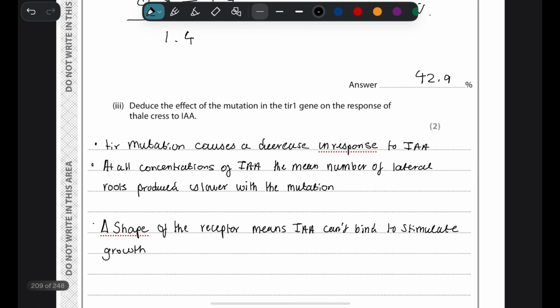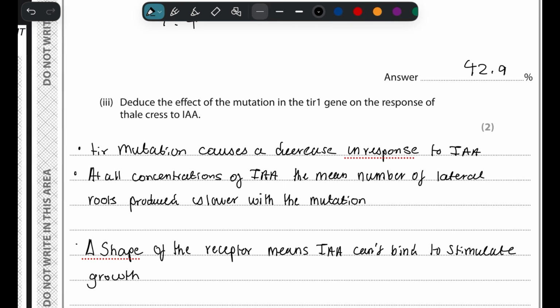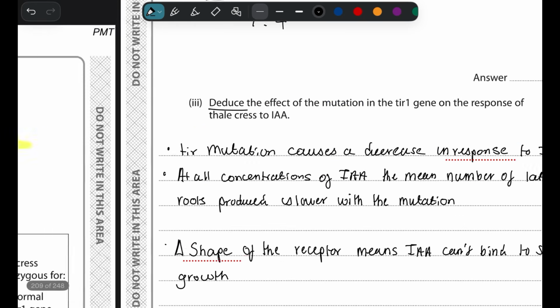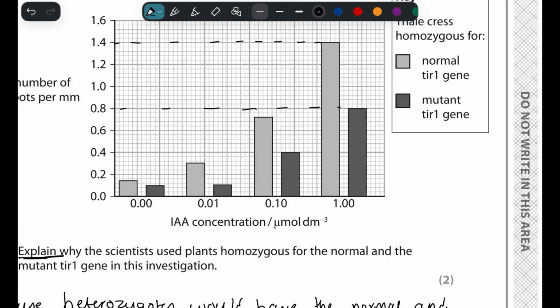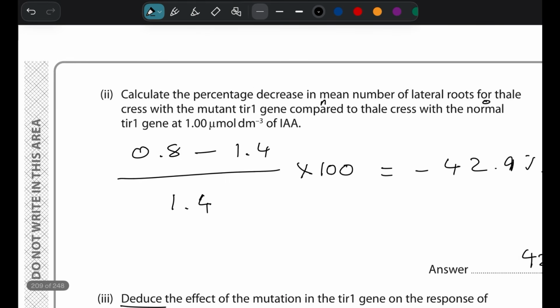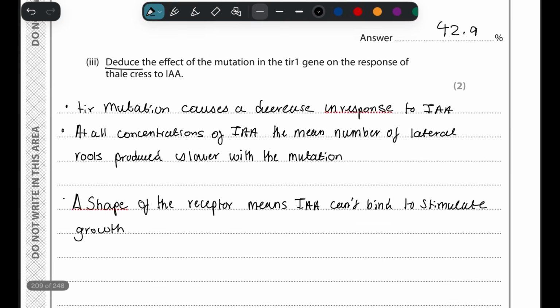Okay. Now it says deduce the effect of the mutation in the TIR1 gene on the response of the fellow crest to auxin. Now, if we're saying deduce, that means we need to use information or data to come to a conclusion. So if we just look at the data, what you can see here is that the normal one is literally always higher. So at every single concentration of auxin, our normal is higher than the mutant gene. So I can just say mutation causes a decrease in response to IAA.